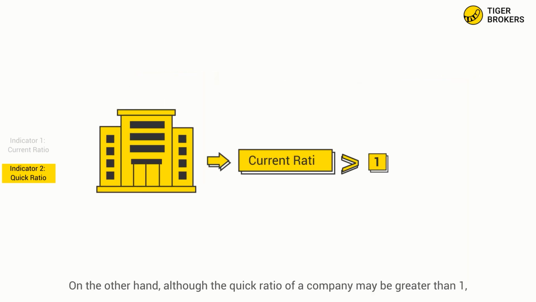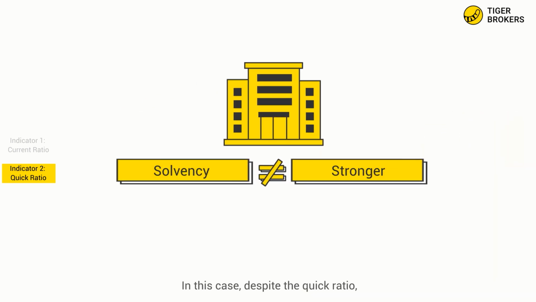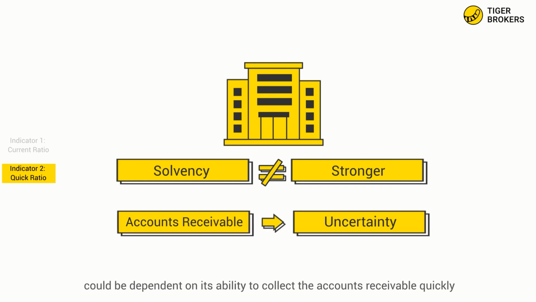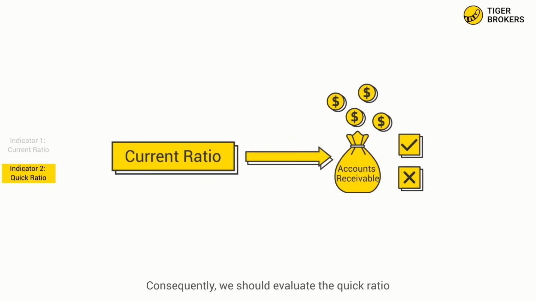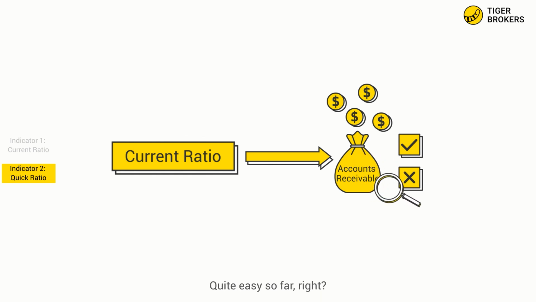On the other hand, although the quick ratio of a company may be greater than 1, the majority of its quick assets may be accounts receivable. In this case, despite the quick ratio, whether or not the company is ready to repay its debt could be dependent on its ability to collect the accounts receivable quickly. Consequently, we should evaluate the quick ratio in the context of the company's realistic ability to turn over its accounts receivable. Quite easy so far, right?